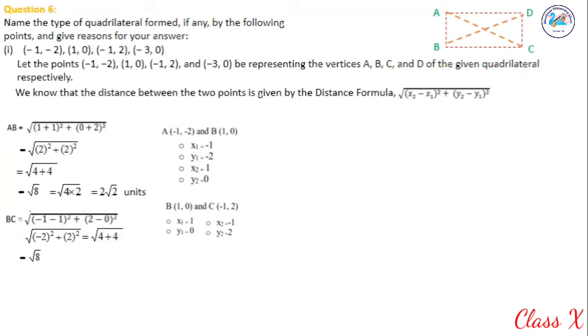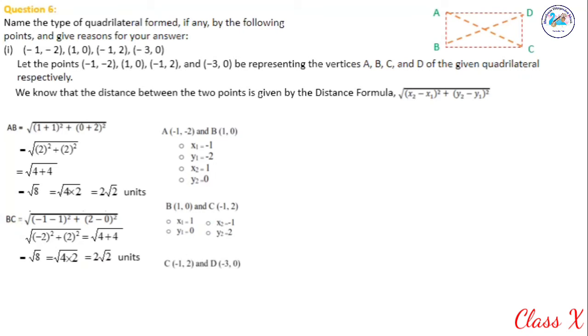So total 4 plus 4 we will get 8, and the same calculation as before we have to write it as root of 4 into 2, and the root 4 will come out as 2. Inside the square root only root 2 remains. So 2 root 2 unit is the length of the side BC.